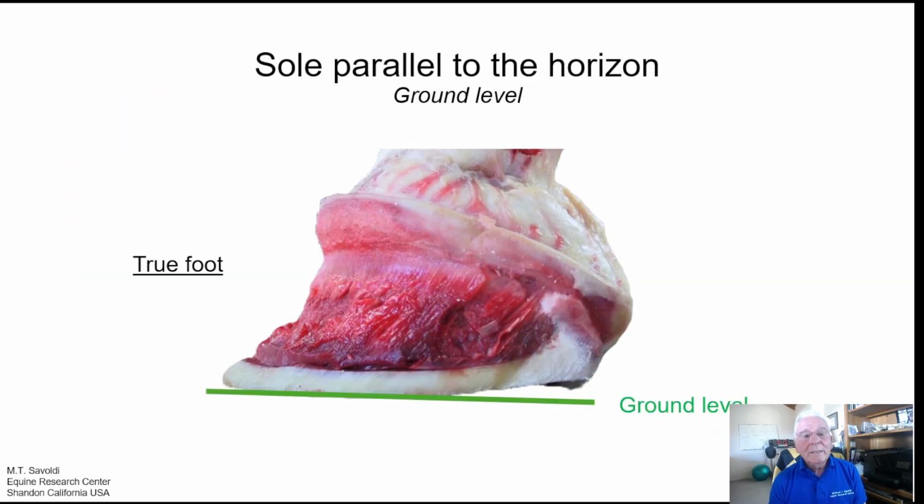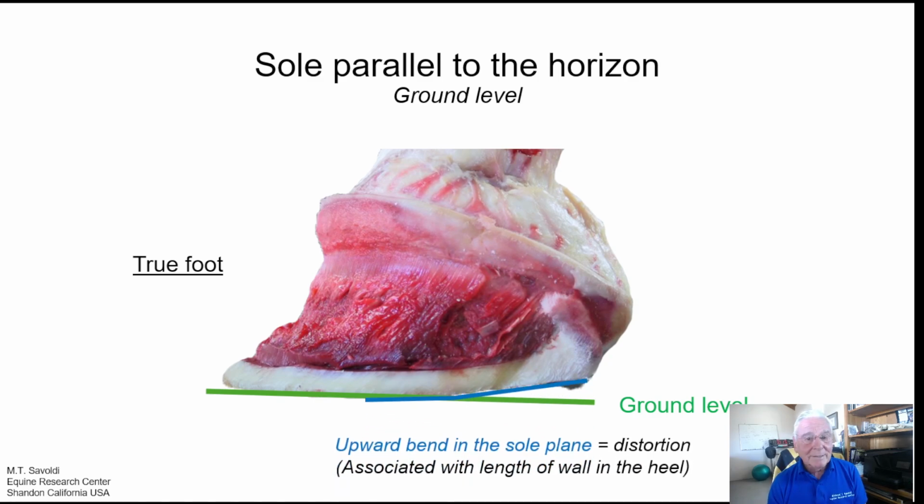When this foot has been trimmed to the sole plane, we have now ground level. That's very good for the foot. It's stability. But as you can see, this foot has an upward bend in the sole plane because the heels were causing the sole to sag in that area, causing the bend to migrate upward.